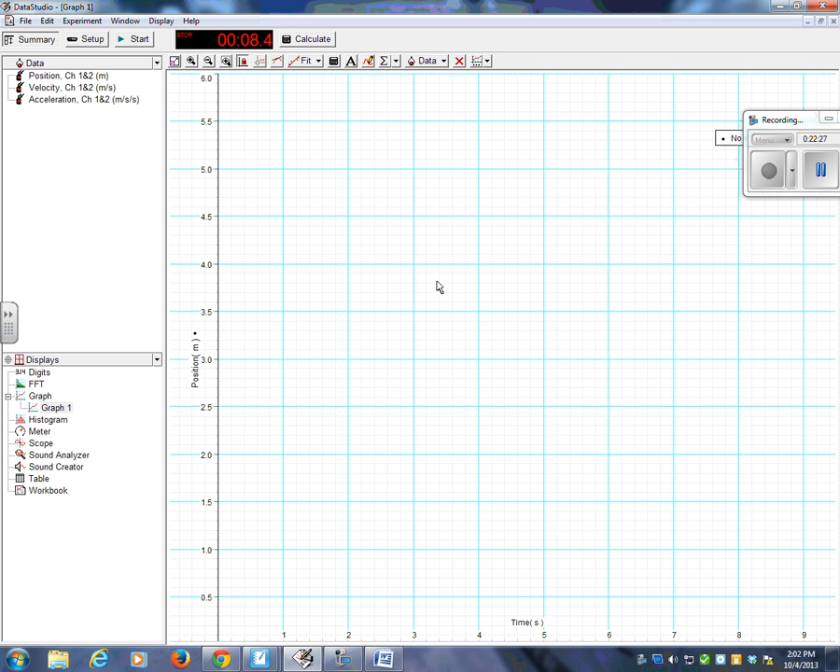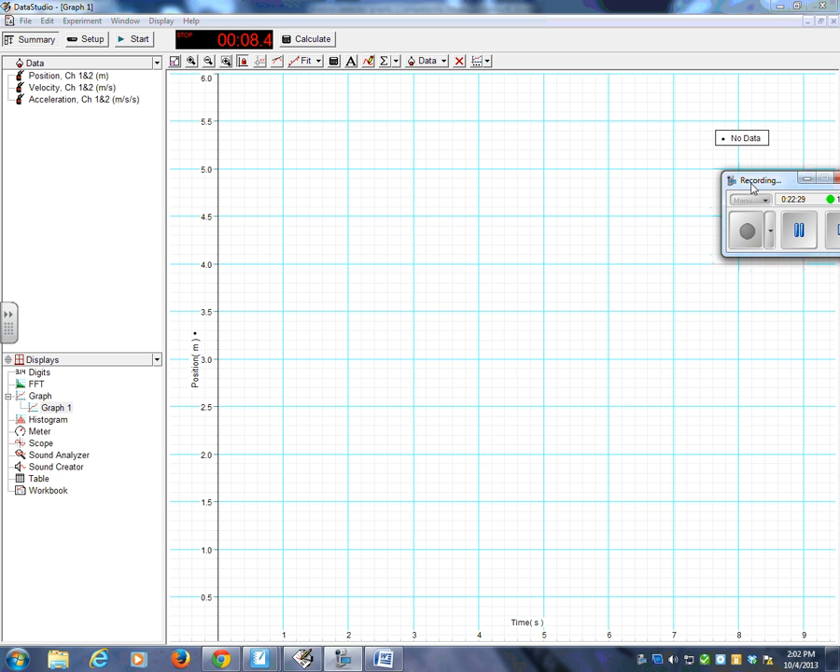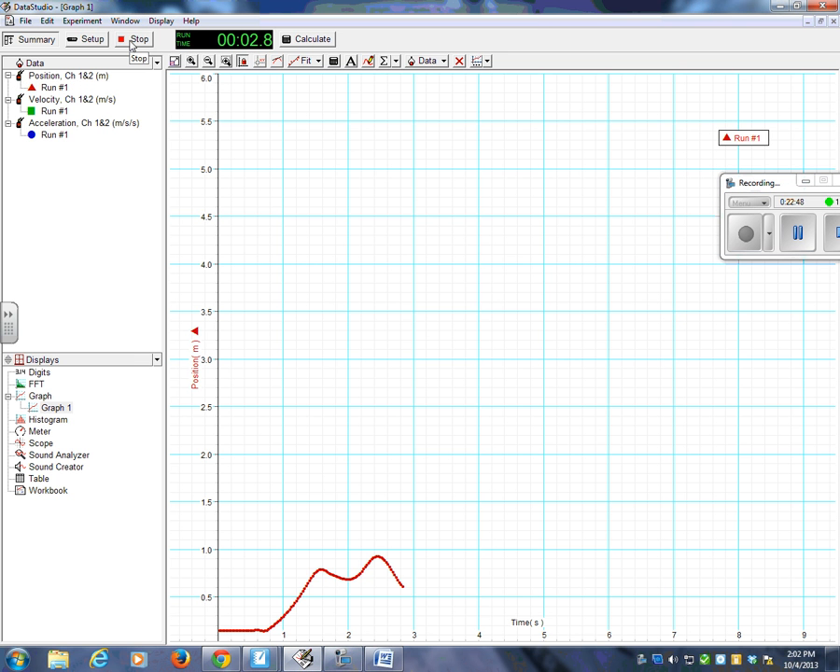Okay, so Jordan, I want you to do something with the cart. I was going to say I want you to go crazy, but I just want you to move the cart crazy, and then I'm going to pick someone to see if they can match it. Go ahead. Go crazy. Okay, so who wants to try to match that?